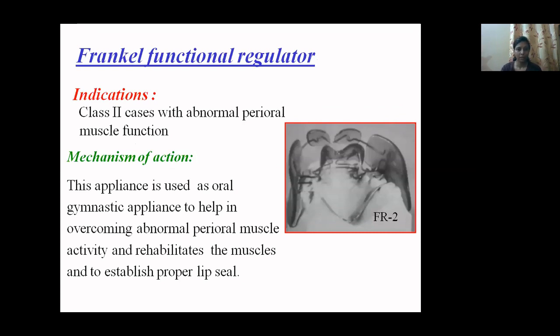Coming to the Frankel functional regulator, this is indicated in class 2 cases with abnormal perioral muscle function. The appliance is used as an oral gymnastic appliance to help in overcoming abnormal perioral muscle activity, rehabilitate the muscles, and establish proper lip seal.